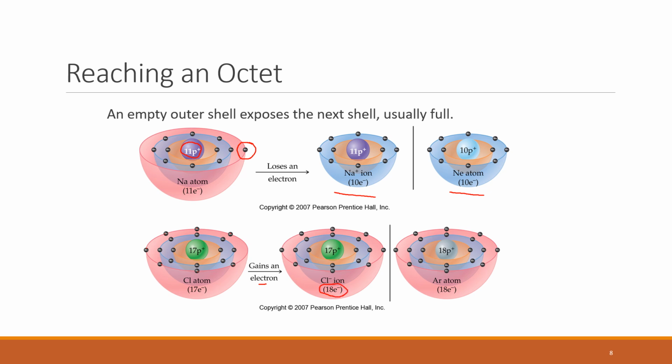Since it gained an electron, it now has a negative charge, just like sodium has a positive charge when it loses an electron. And you can see that chlorine now, that it has 18 electrons, is isoelectronic with a noble gas in the same row, being argon. So since it's isoelectronic with argon, that's just showing it is now more stable.